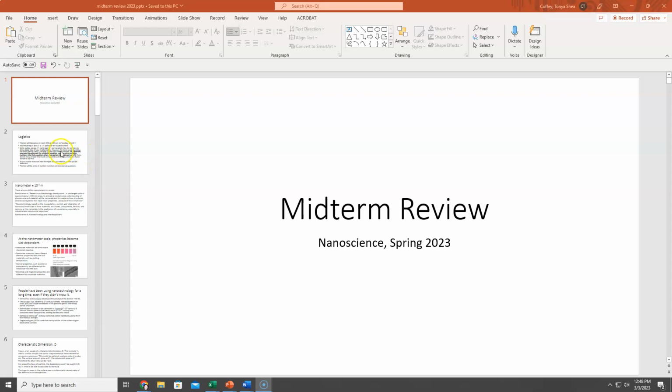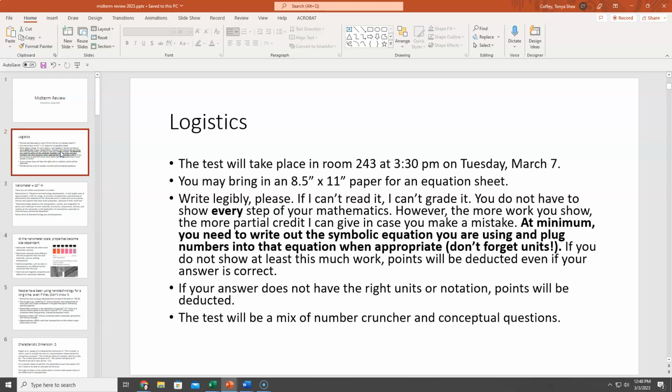Let's get started. So logistics-wise, of course, the test is going to be on Tuesday, March 7th at 3:30 p.m. in room 243. This is our regular lab time, so this will be in-person testing. You can bring in an 8.5 by 11 inch sheet of paper for your equation sheet or for notes. Please bring in a calculator, you'll need that, and you'll need some scratch paper too.